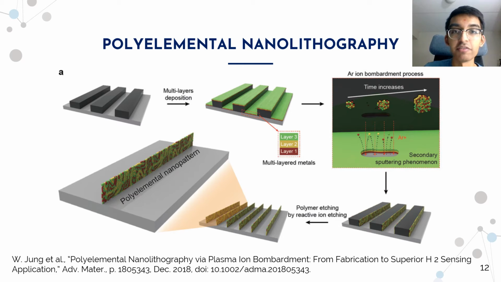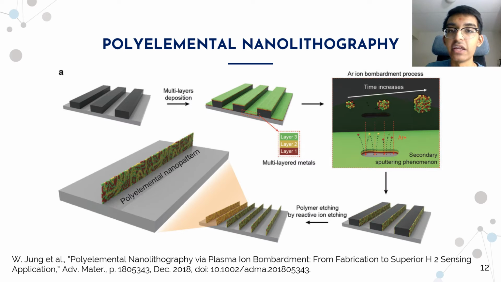In this method, developed by Jung et al., they first used polymer nanoimprint lithography to fabricate a polystyrene pre-pattern with a height of 400 nanometers and a pitch of 2 microns. They then sputtered each target component on the pre-patterned substrate. After performing argon ion milling and inducing the secondary sputtering process, the materials from the surface were sputtered onto the sidewalls, as you can see here, and formed the nanostructures on the sidewalls of the polystyrene surface.